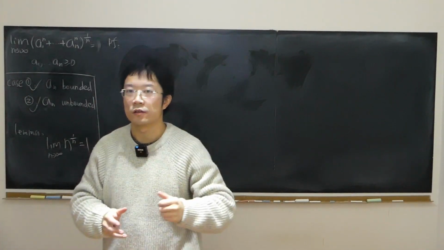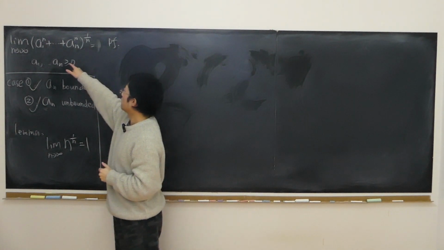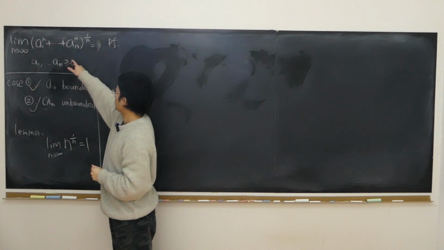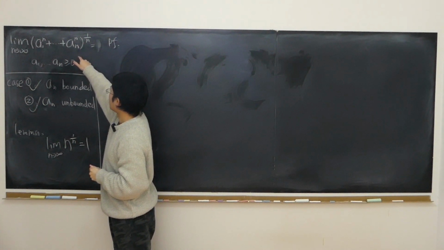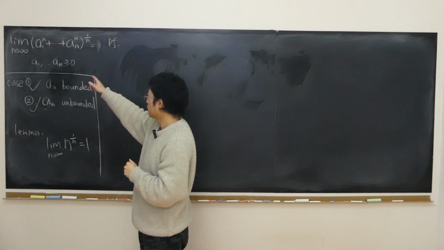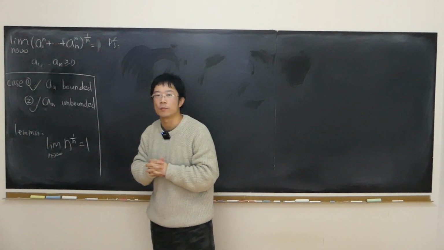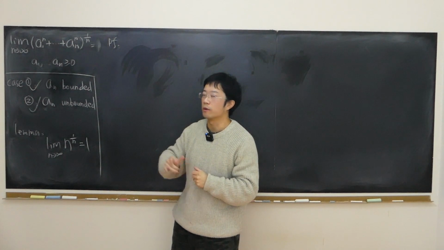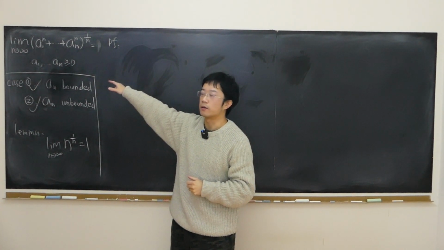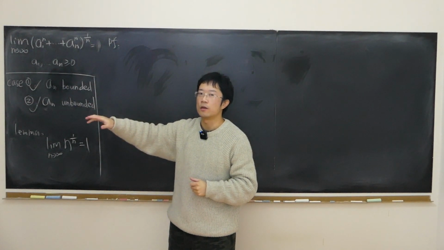So in a previous video of mine, I just came up with this question: the limit of (a1 to the power n plus all the way up to an to the power n) raised to the power of 1 over n as n approaches infinity, where all of the terms are non-negative. It is motivated by a special case where we only have two terms inside the bracket, where the limit should be equal to the value of the larger of those two terms.